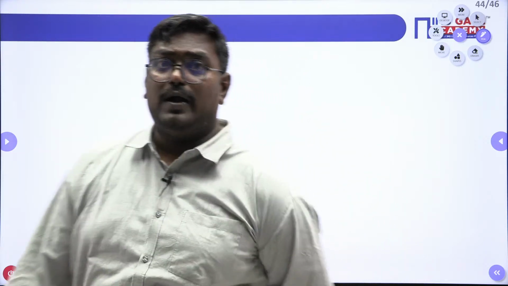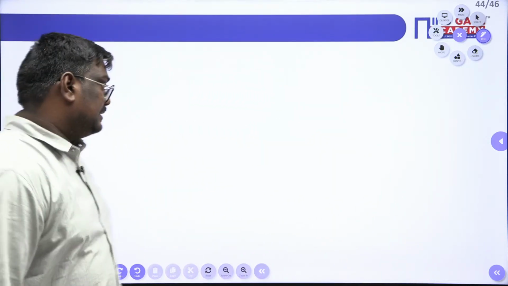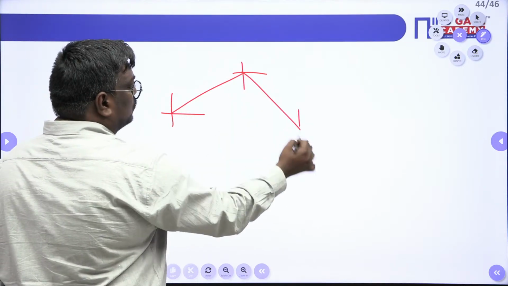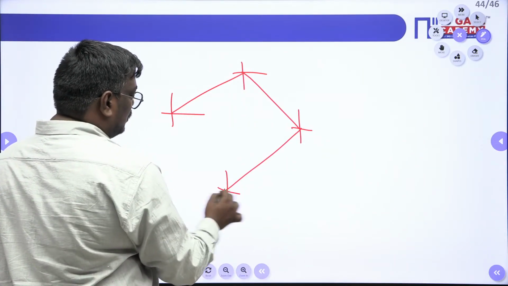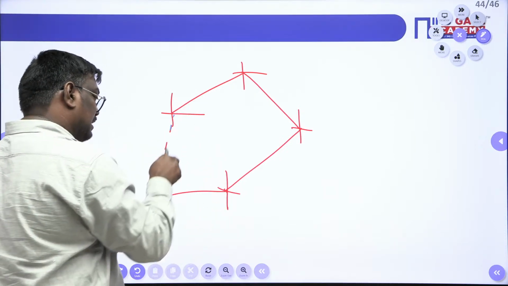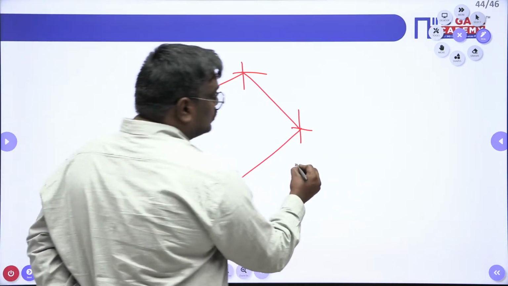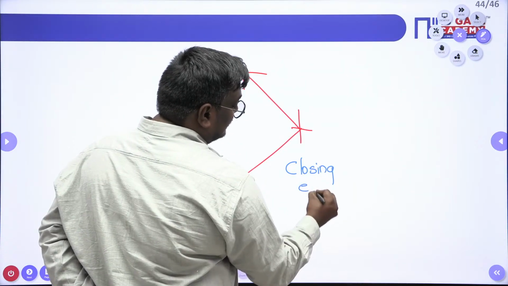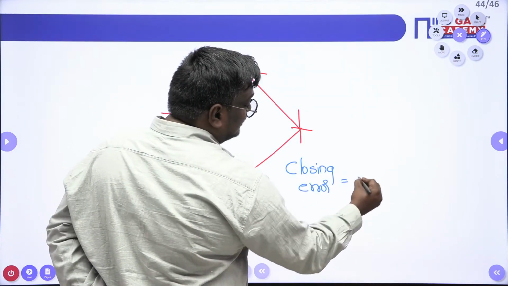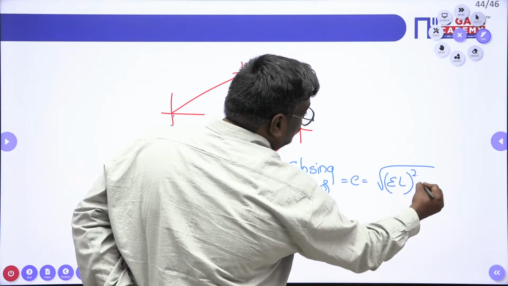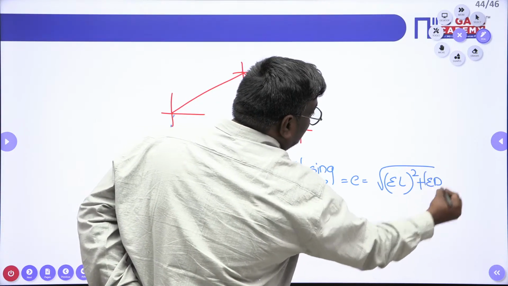The next point I would like to tell you is, see, if there is a missing line, they can ask you what is the missing line here, or what is this missing or dotted line. In this case, we come up with a concept called closing error, or the missing line, that is equal to root over the sum of latitudes squared plus the sum of departures squared.